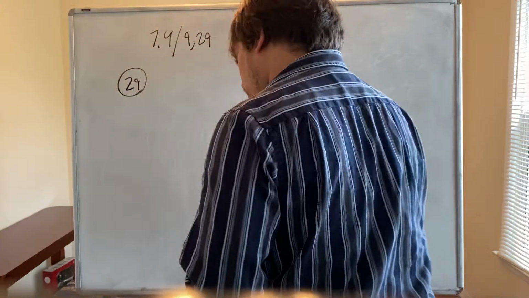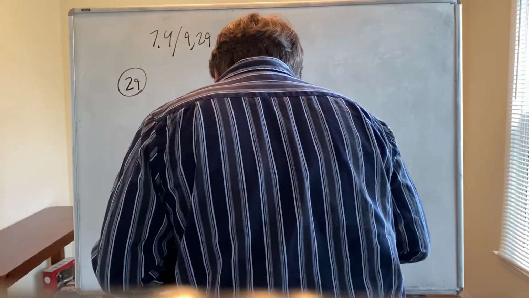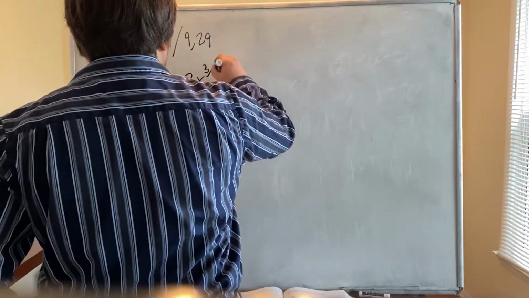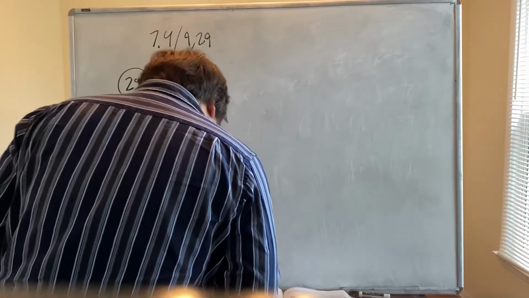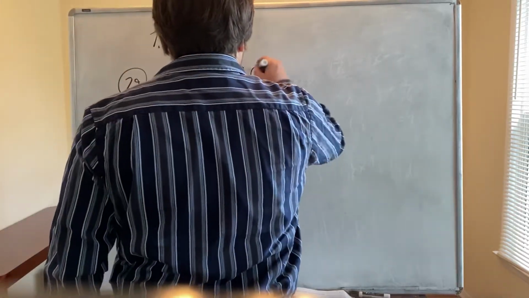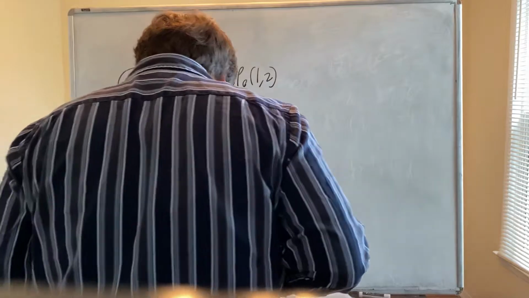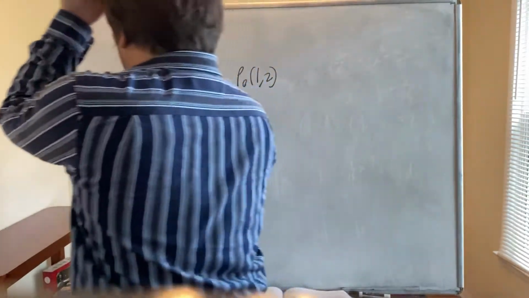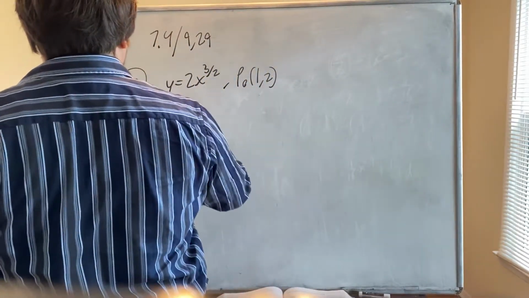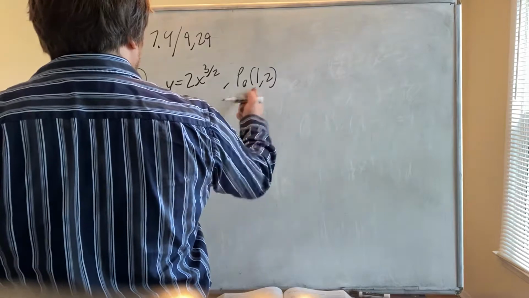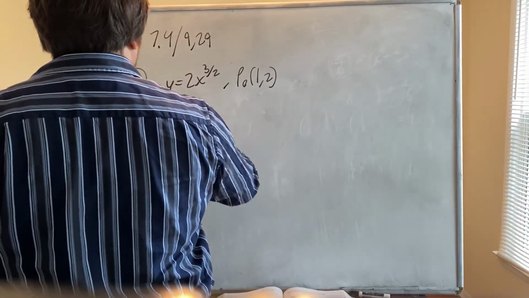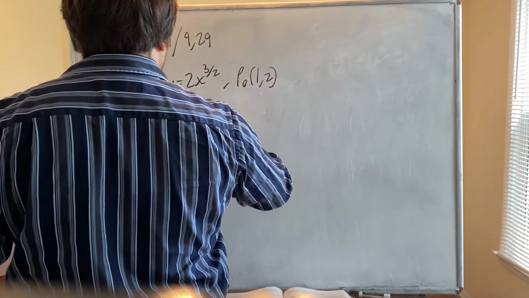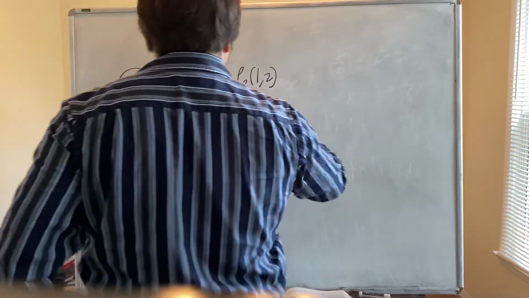Okay, so 7.4, number 29. Find the arc length function for the curve y equals 2x to the 3/2 with starting point P naught (1, 2). Find the arc length function. So the arc length function s of x is equal to the definite integral from the x coordinate of this point, which is 1, to x, of the square root of 1 plus dy dt squared dt.